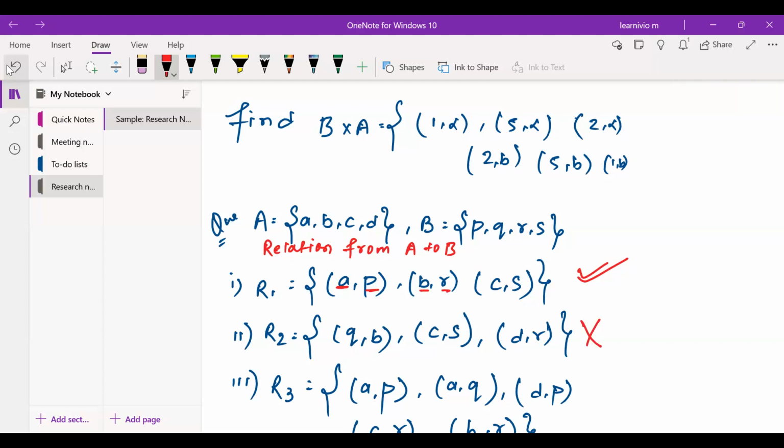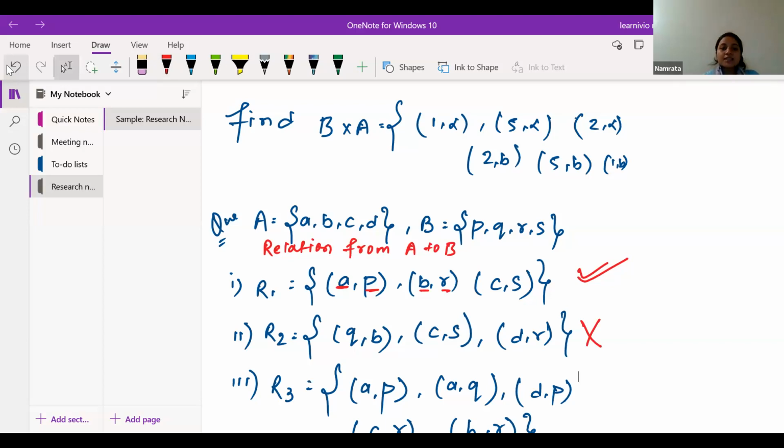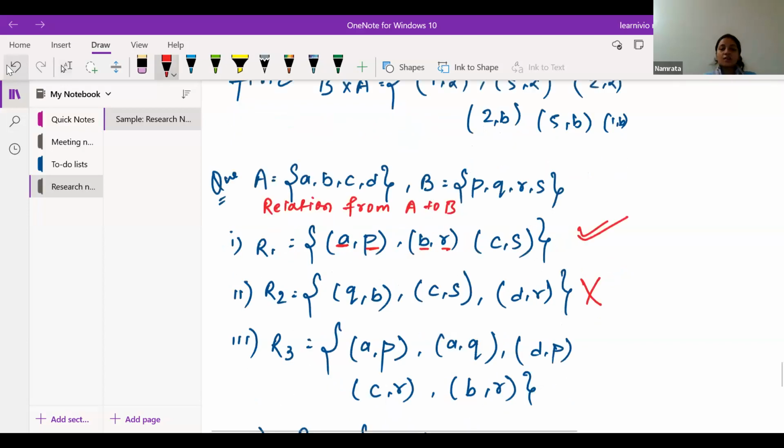Izan? Yes, ma'am. Similarly, if we check the third one, R3, let's see. A is there, P is there. Till now, well and good. Then A is there, Q is there. Still, it's fine. After that, D is there and P is there. It is okay. And then C is there, R is there. Still okay. After that, B is there, R is there. So this is also a relation. Right?